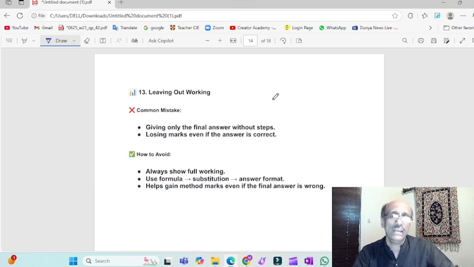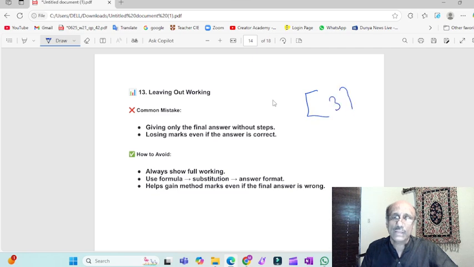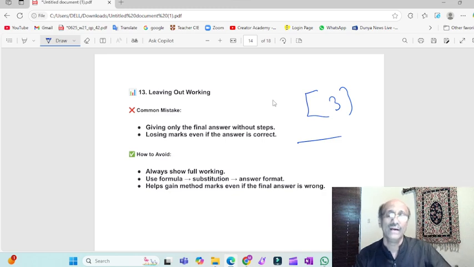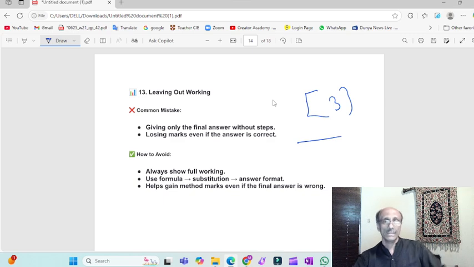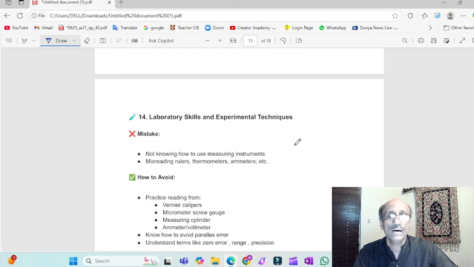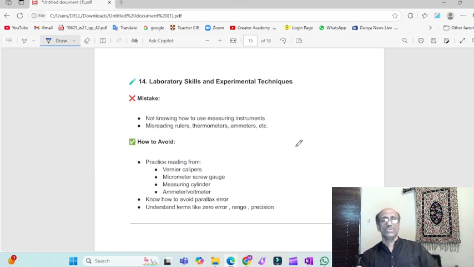And leaving out working. For example, if a numerical problem has 3 marks, and you write down the answer directly, believe me, you will not get marks. So you will write down the given data, you will write down what is required, then write down the formula, and substitute the values, the thing which I have told you in the initial slides. So you have to show the working.